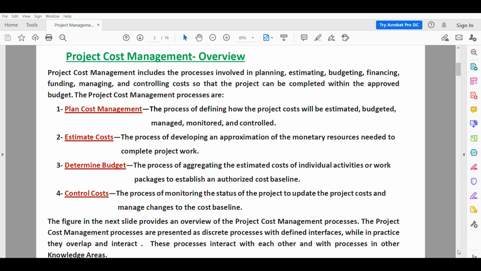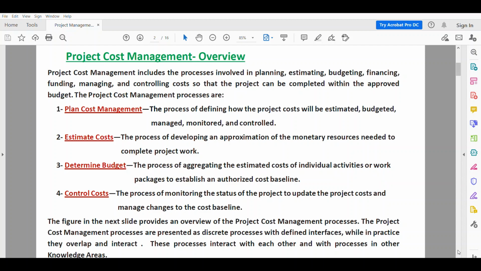So this is an overview of the project cost management. Project cost management includes the processes involved in planning, estimating, budgeting, financing, funding, managing, and controlling cost so that the project can be completed within the approved budget. The project cost management processes are plan cost management, estimate cost, determine budget, and control cost.